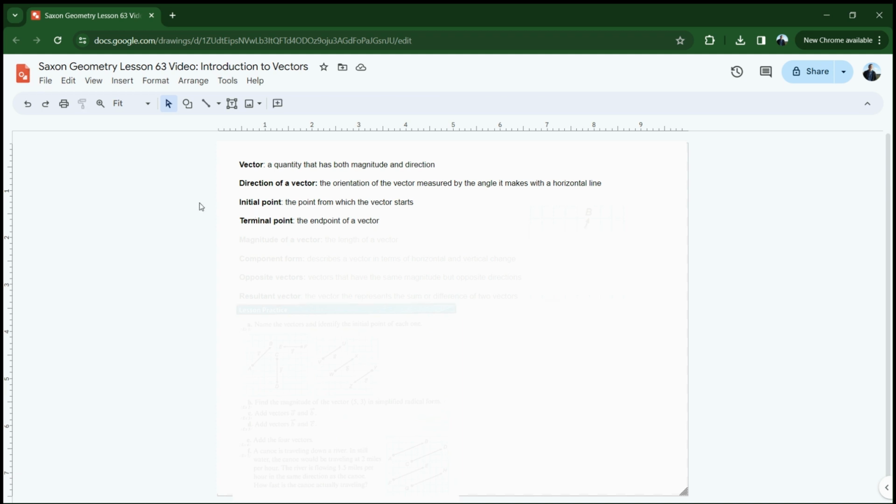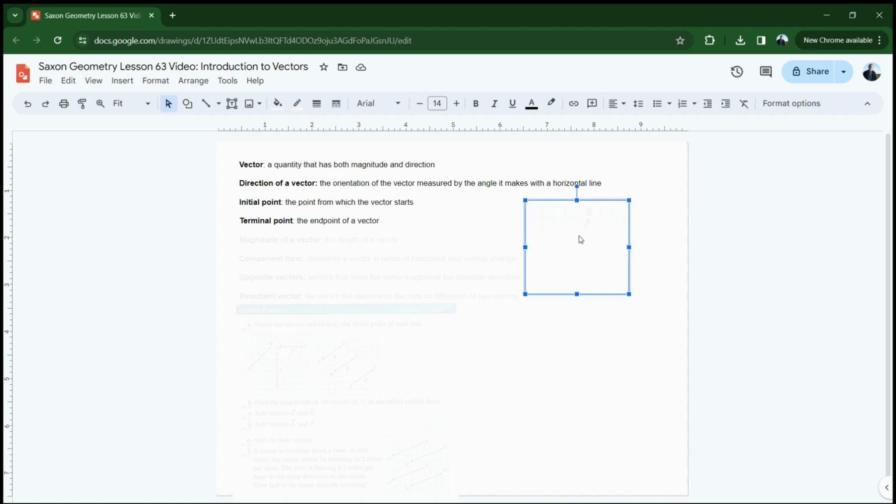Vectors are like rays, like we learned about earlier this year. They have a specific direction, like rays had a direction. So you can't just interchange the starting point and the ending point of a vector because it has a specific starting point and a specific ending point. It's not just a line segment, it actually has a specific direction.